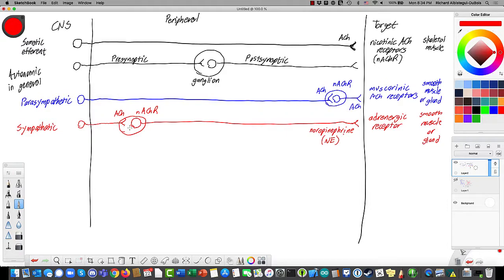Sympathetic pathways have their ganglion close to the target, so their preganglionic cell is short, postganglionic is long, whereas parasympathetic are the other way around, ganglion is close to the target. In both cases, at the ganglion, the preganglionic cell uses acetylcholine, postganglionic cell has nicotinic receptors. But at the postganglionic cell, in sympathetic uses norepinephrine, and target has adrenergic receptors. And in parasympathetic, the postganglionic cell has acetylcholine, and the target has muscarinic receptors.